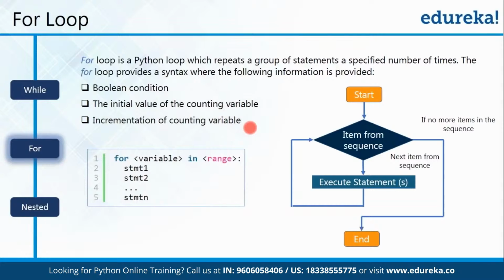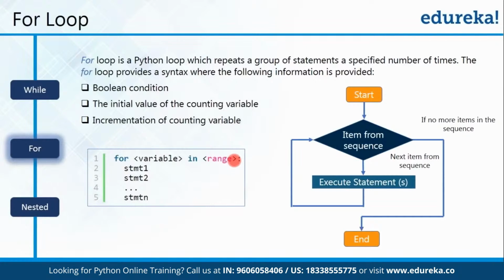of the counting variable. As you can see from the syntax as well, first you write for, name of the variable, in the range. Then you specify the range in which that variable should be. That means from which point till which point it should be executed. So you know the number of iterations required, then only you use for loop.